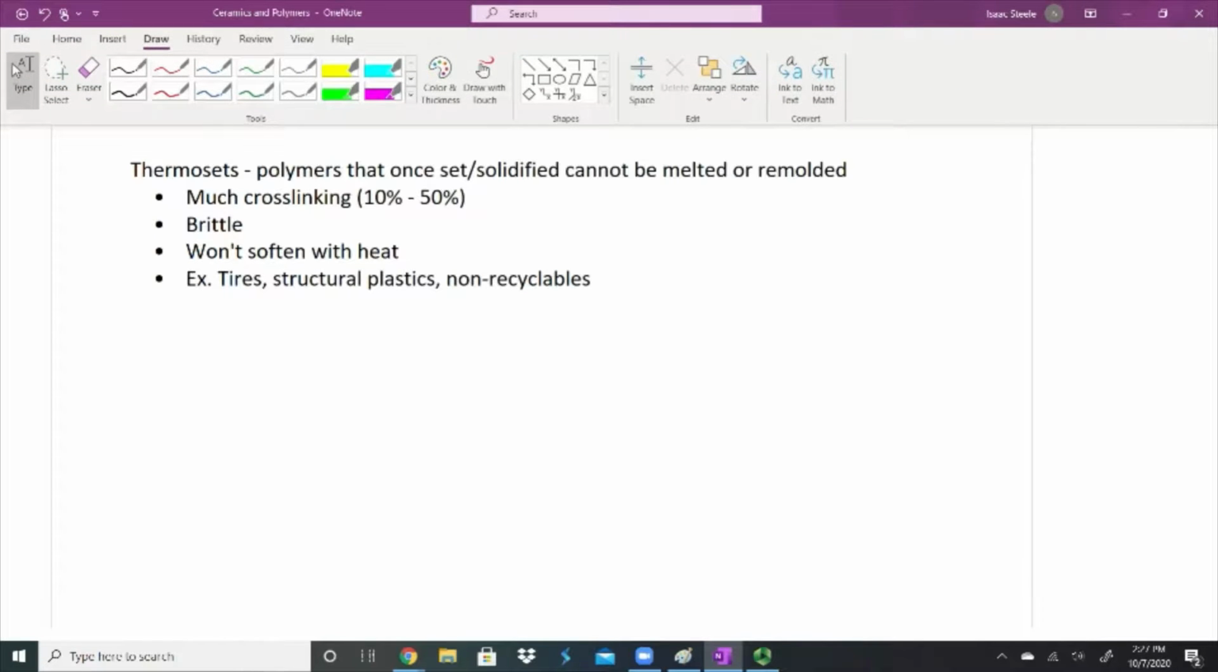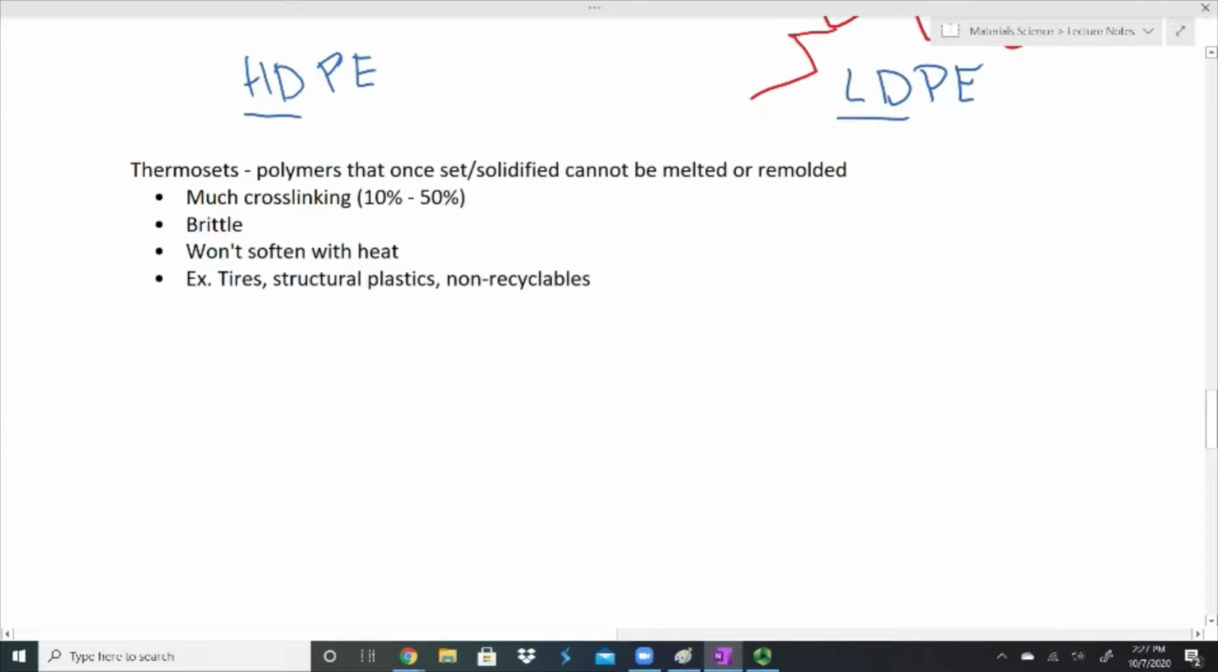And again, they're non-recyclable because you can't heat them up and remold them. There are some things you can do. We don't necessarily consider it recycling, but if you want to get rid of it and you want to use it for another purpose instead of just being waste, you could do something like shred it or grind it down and use it for filler somewhere.